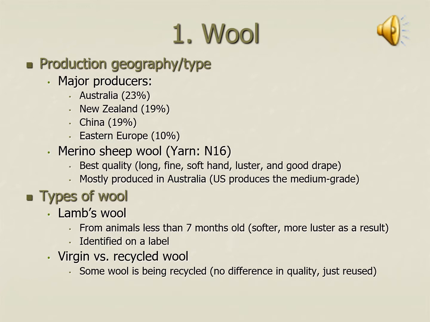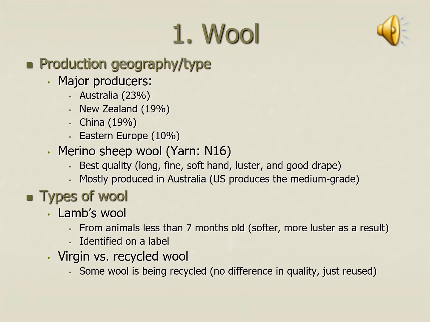In terms of where geographically the wool is coming from, the major producers of wool are Australia being the first, and then New Zealand, China, and Eastern Europe. So that's primarily where the wool is coming from. The U.S. does produce some wool, but it's quite minimal in relation to these other countries and geographic areas.